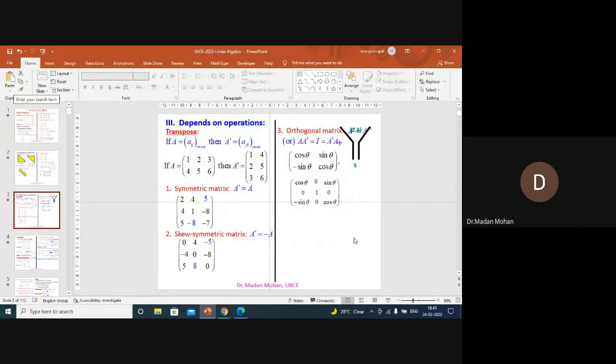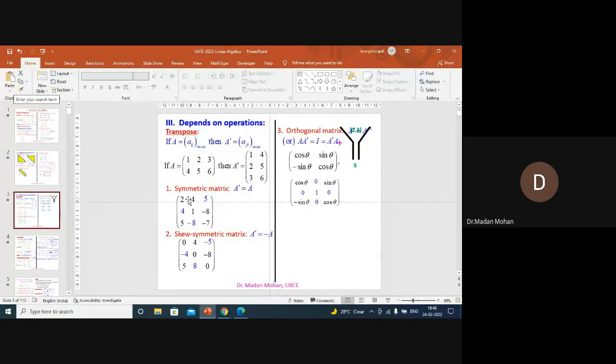Next, depending on operations. For example, transpose is an operation on a matrix. A is the input, A transpose is the output. Suppose A is this one, 1, 2, 3 first row, second row 4, 5, 6. Then A transpose is this: 1, 2, 3 comes as the first column, next 4, 5, 6 second column. This is A transpose, input and output.